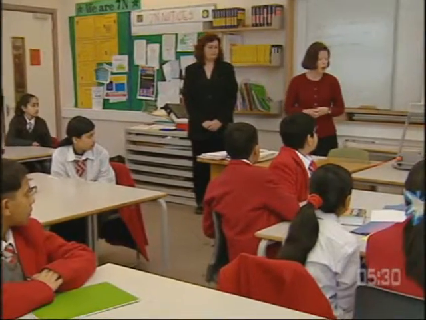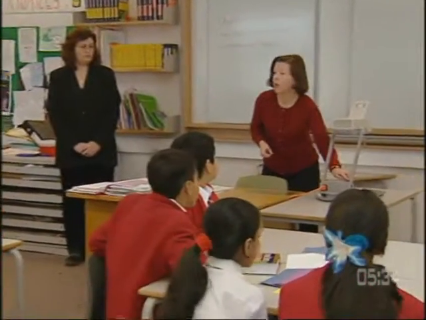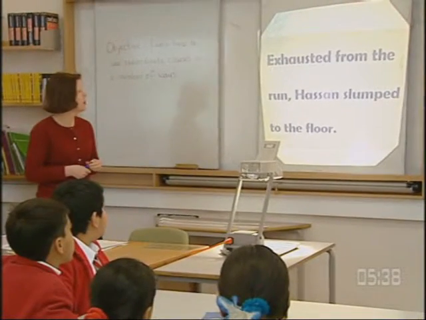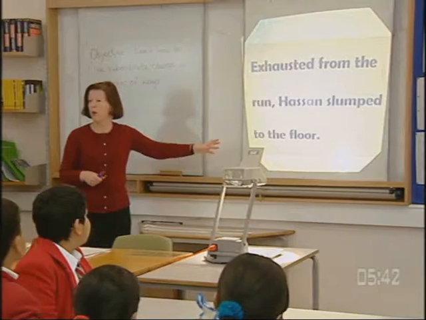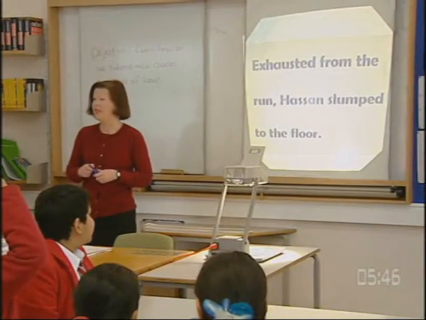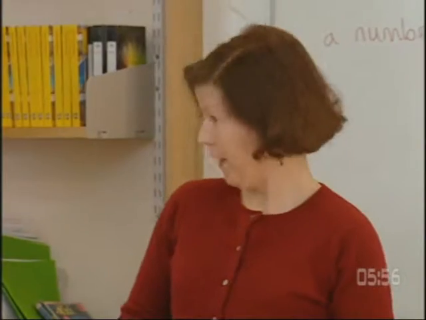So first of all, we're going to look at an example which is taken from one of your stories, and I want you to tell me what makes it a complex sentence. Exhausted from the run, Hassan slumped to the floor. What makes that a complex sentence? What does a complex sentence need to have in it? Hamed. There's a subordinate clause and a main clause in this sentence, and the subordinate clause makes this sentence interesting. Thank you, Hamed. Very good answer.